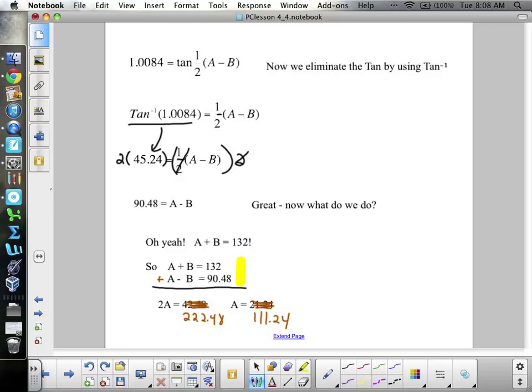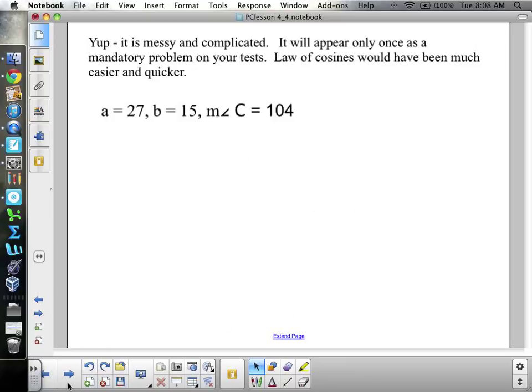Now, this or law of cosines. Which one would you normally choose? Obviously, law of cosines is a way, way easier way of handling this problem, isn't it? And for the most part, I'm not going to make you do a lot of this law of tangent stuff. This is going to be much more the exception rather than the rule. But it is a method that we do want to expose ourselves to. It only appears once as a mandatory problem on your tests. Law of cosines is much easier and quicker, but let's practice another one.